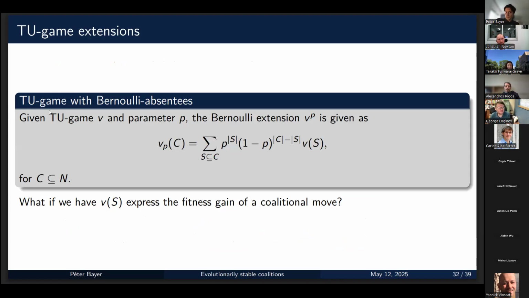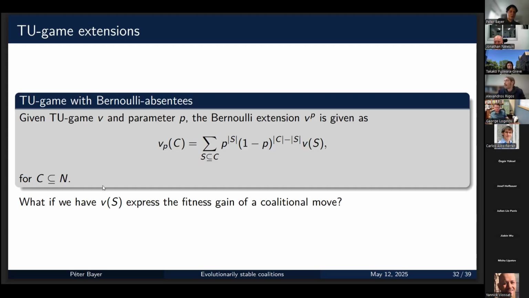So I'm trying to formalize this sort of who shows up for the party in terms of a cooperative game. Okay, so forget everything, starting from scratch. I have a TU game V, and I have a parameter P between 0 and 1. And I'm going to define the Bernoulli extension of this game as this. For P, the value of C is just an expectation of who ends up showing up for this coalition, where each coalition member individually shows up with probability P.